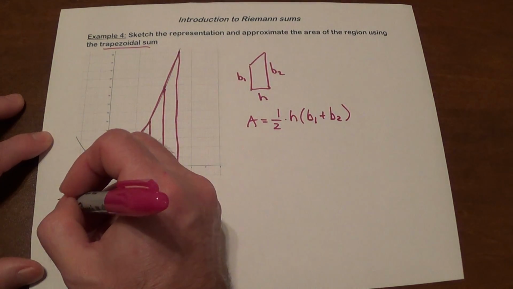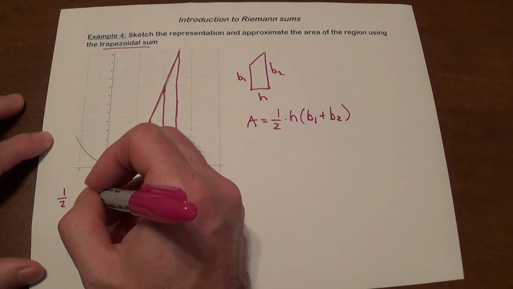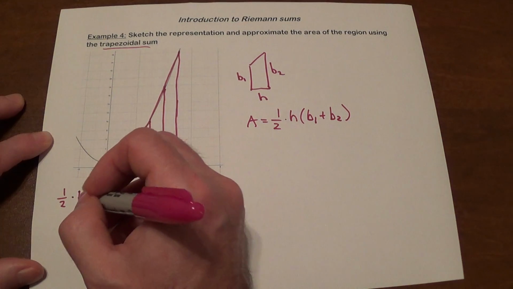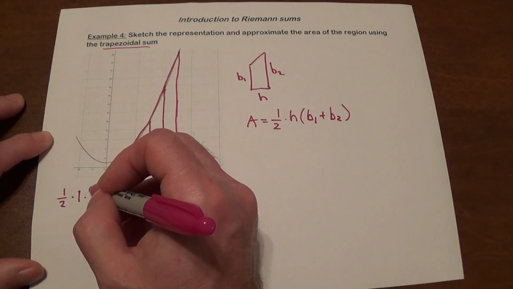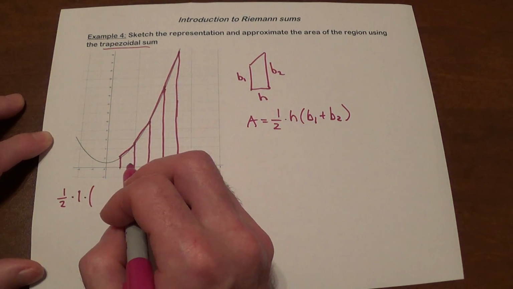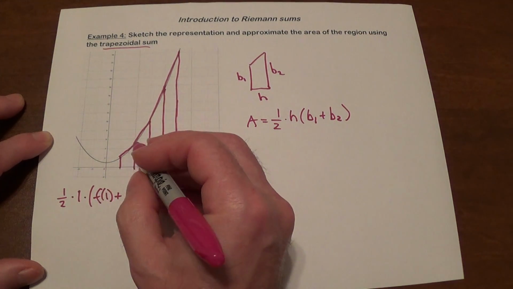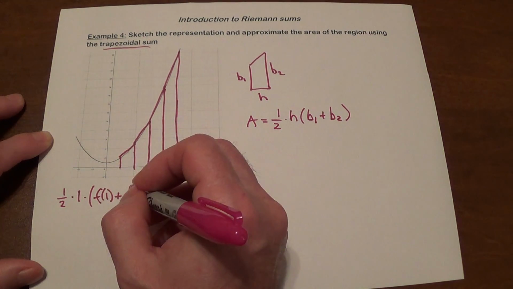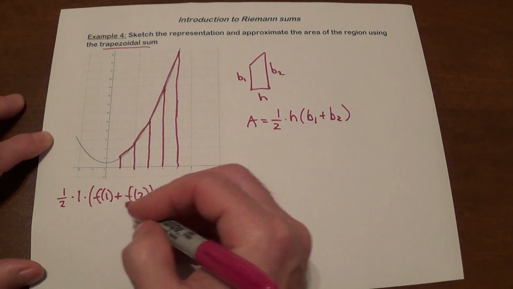So it's going to be 1/2 times 1, which is the height, which in our case is the width of the interval, times base 1, which is the value of the function evaluated at 1, so f of 1, plus base 2, which is the value of the function at 2, f of 2. So that's for the first trapezoid.